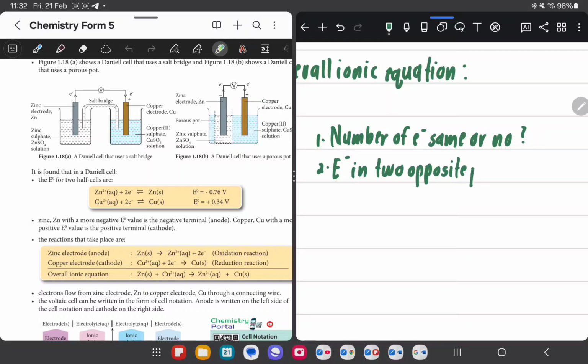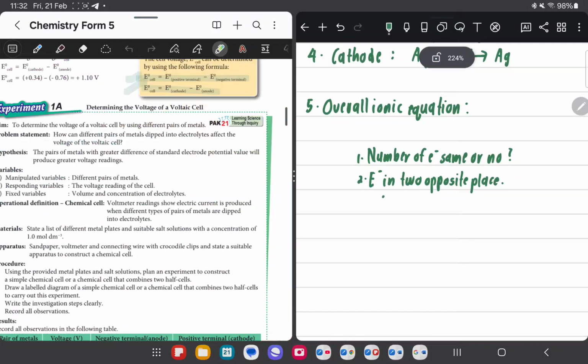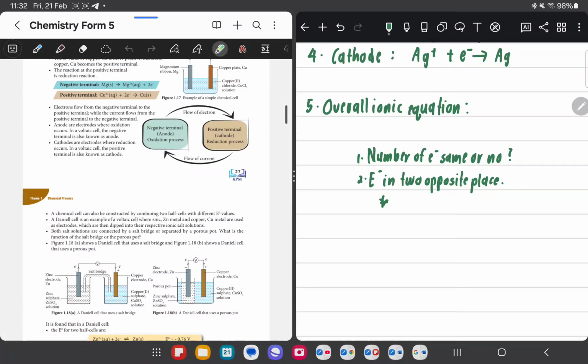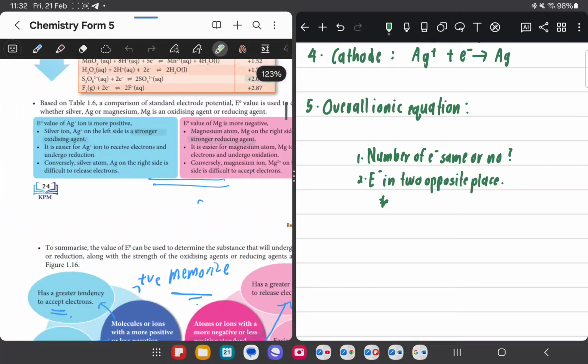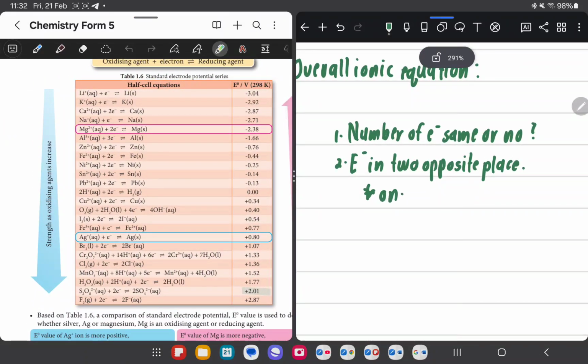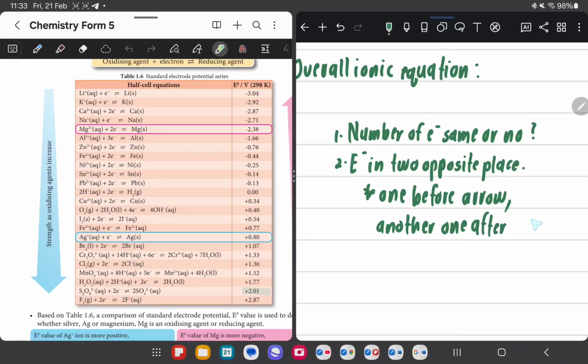What am I talking about with two opposite places? Okay, it is like this. I write down here. Oops, the page ran. Okay, I go to the electrode potential table first. This table. I show you one before the arrow, another one after the arrow.